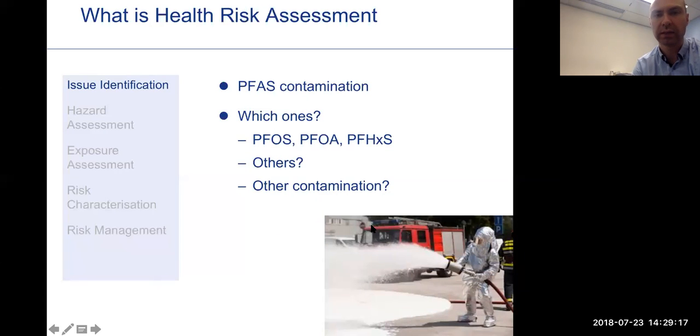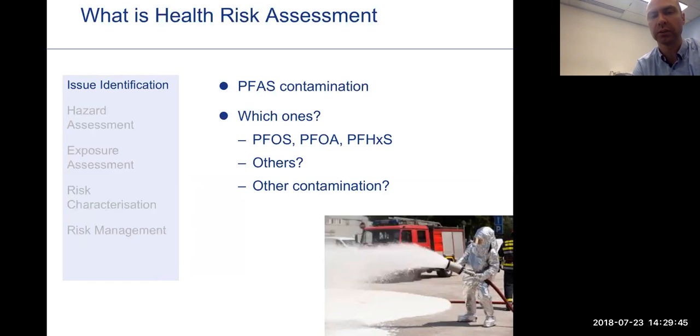So, PFAS contamination. We're just going to work through the health risk assessment now. Once again, you go, the issue? Well, the issue is PFAS. You've already told me that one. But PFAS is a group of chemicals, and there are many chemicals within that group. So which ones? Well, the ones we've been looking at are PFOS, PFOA, and the third one, which is perfluorohexane sulfonate. But there are lots more. Shall we consider other ones?